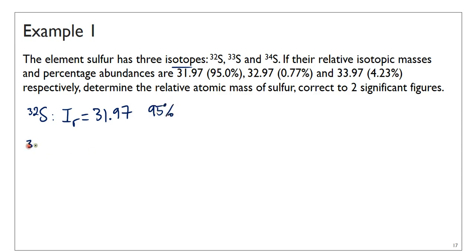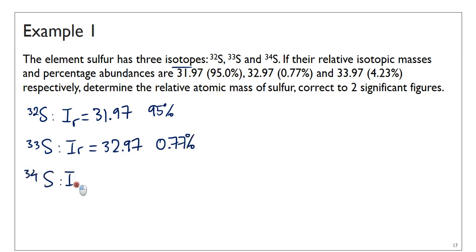Sulfur 33 is 32.97 with a percentage abundance of 0.77%, and sulfur 34 has a relative isotopic mass, used to be called RIM, but no, we have to change this to IR. I don't even know why. There's a technique called IR. 33.97 is the relative isotopic mass. What's going on? And then it has a percentage abundance of 4.23%.